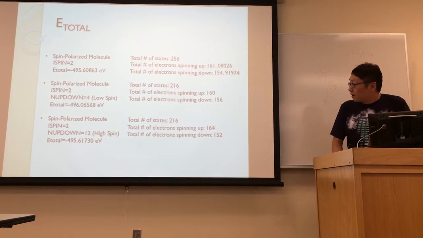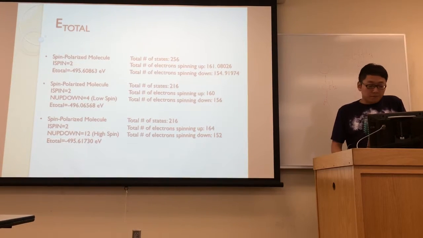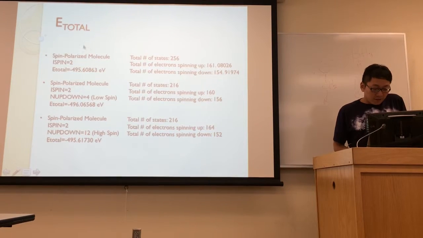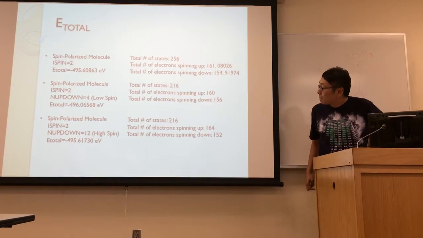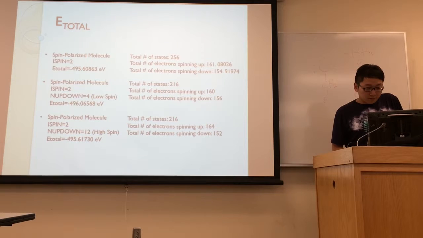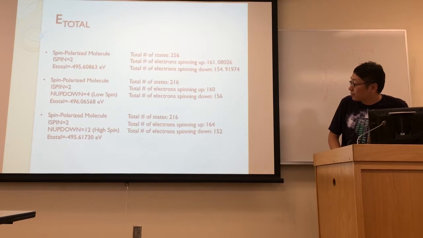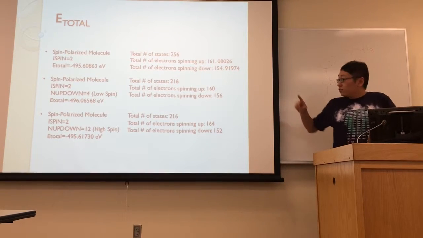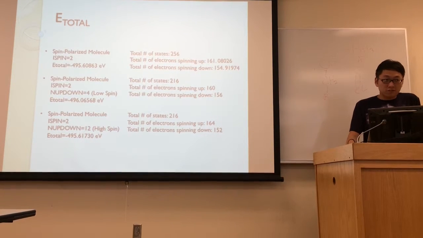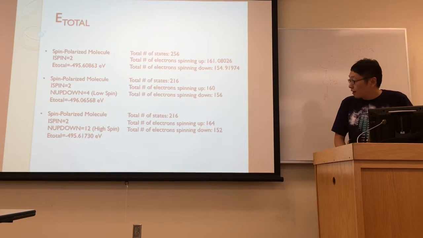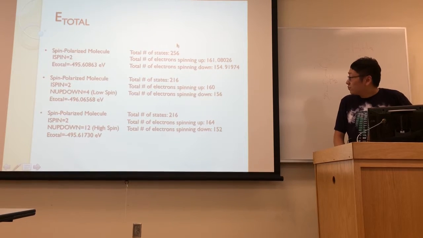I'm going to first discuss a little bit about the total energy here, as the situation is the same. We have the lowest energy with the case of the average spin state, and the highest energy with the N up down equal to 12, which is the high spin state. I'm sorry. The lowest energy is actually the low spin state, and this is what I found is different from Andrew's presentation.